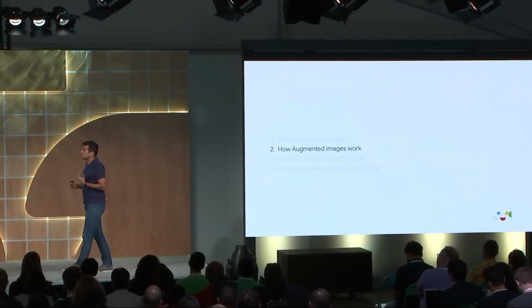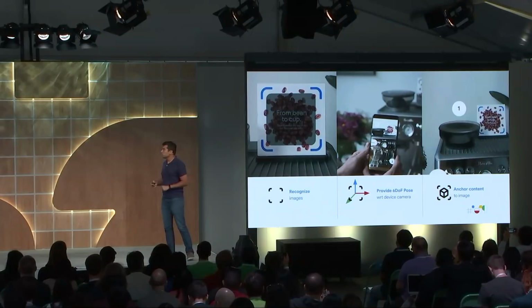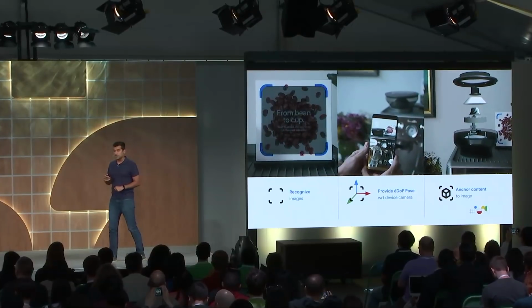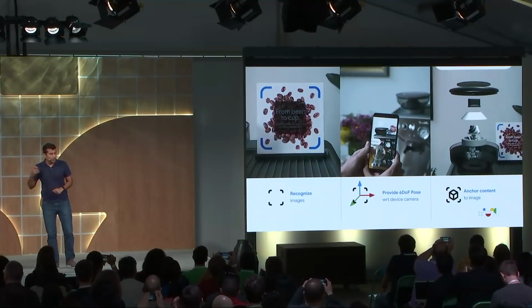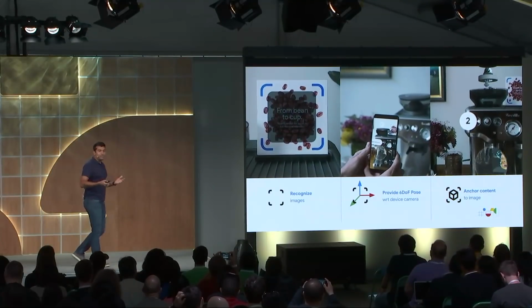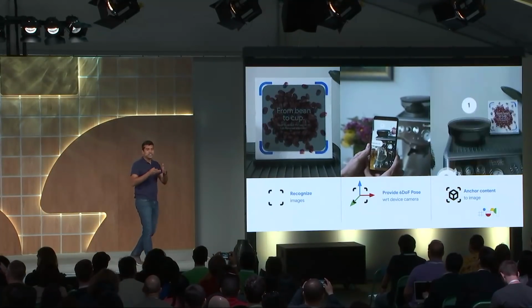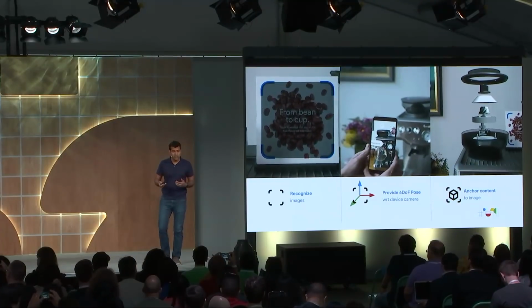So how does augmented images work? Let's take a look. At a high level, augmented images does three things. The first one is it's able to recognize a pre-registered image. So in the case of the espresso machine demo that we just talked about, the app developer has registered the signage as an augmented image inside the app.